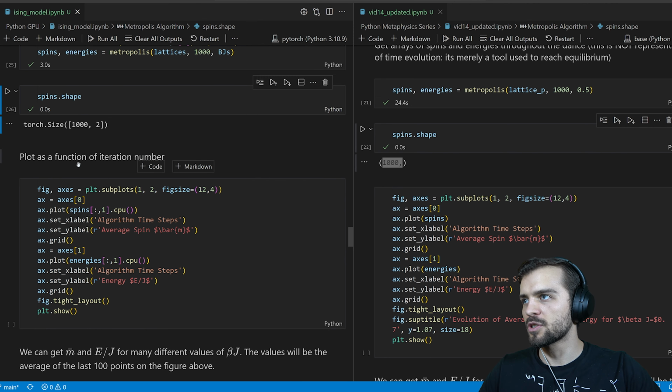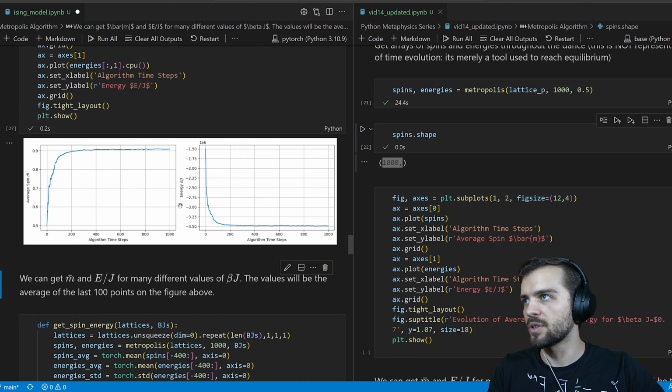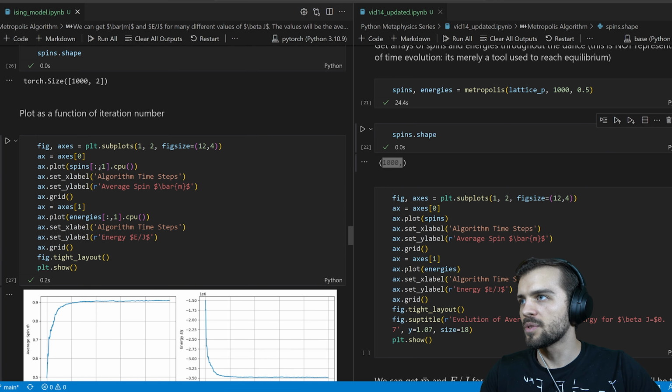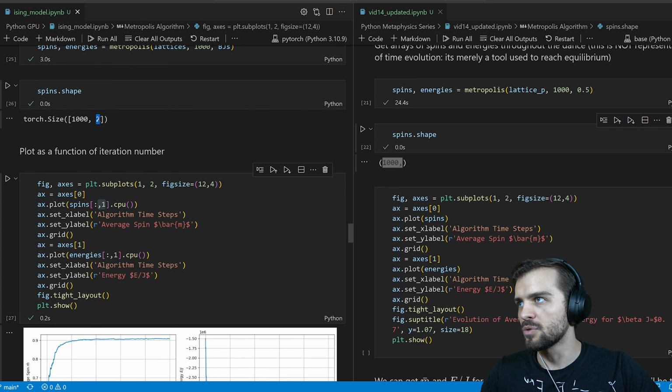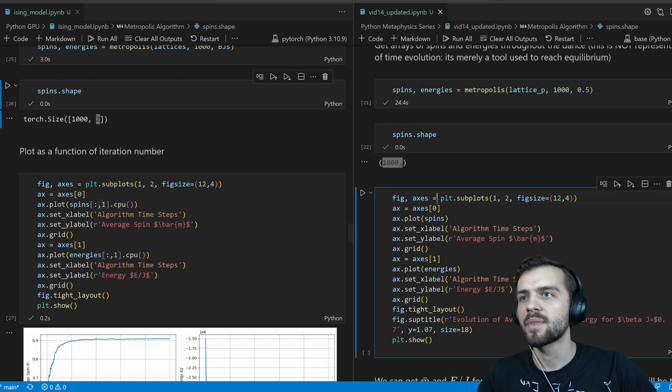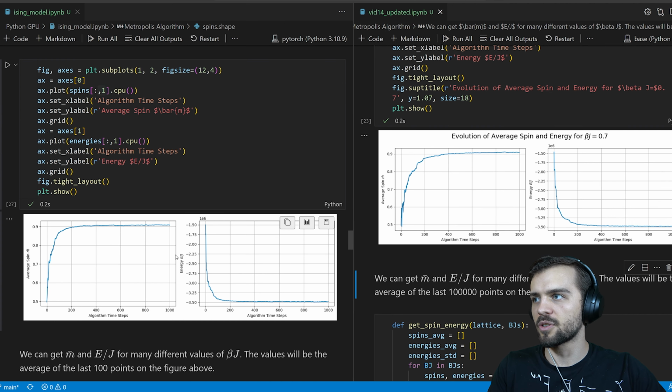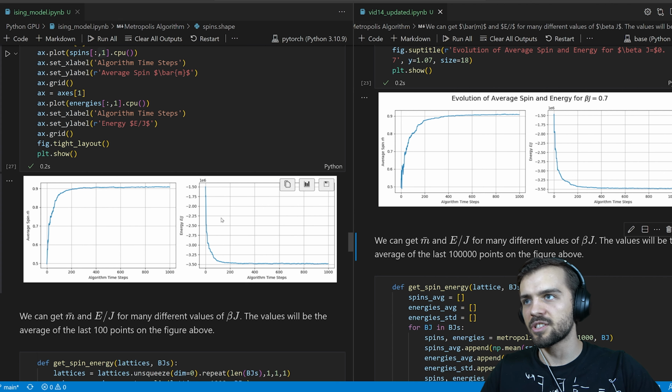So now we can plot the spins as a function of iteration number, and we want to show that they're the same for the CPU and GPU code. In this case, I'm looking at the spins corresponding to the 75% up lattice, and I can do that here as well. And sure enough, the curves look exactly the same.